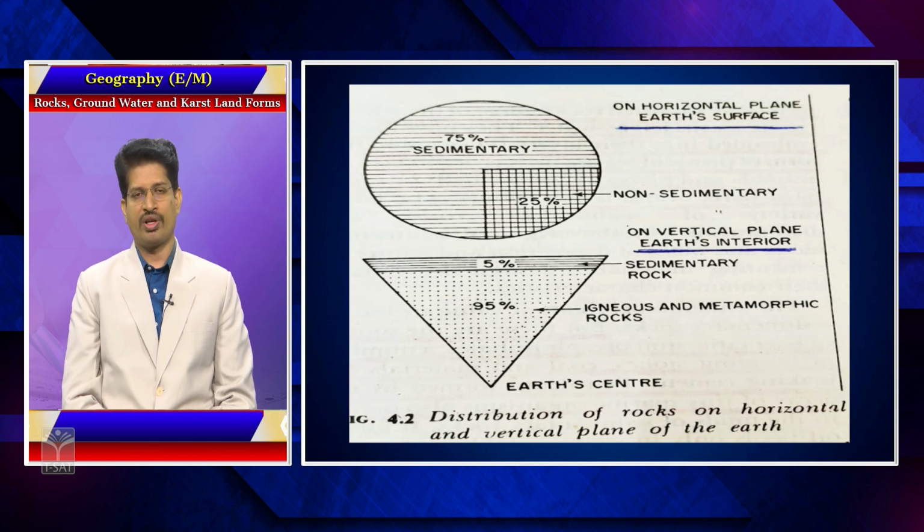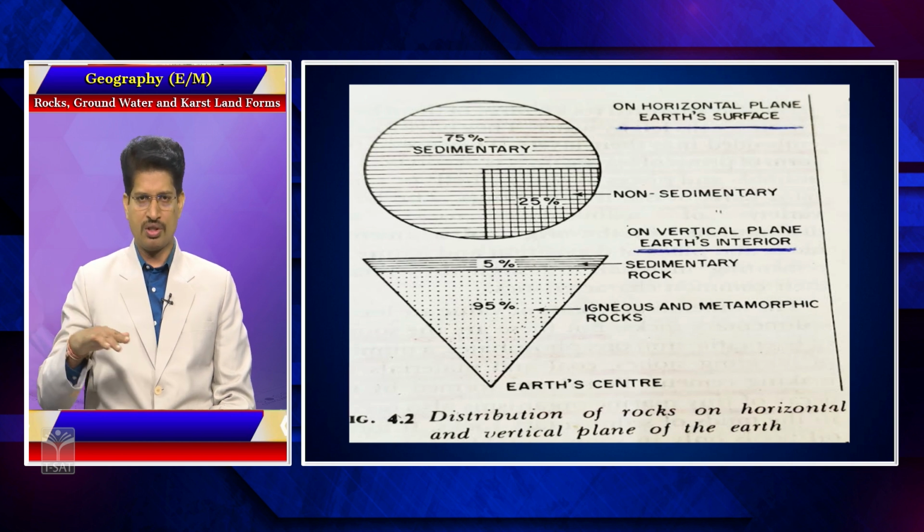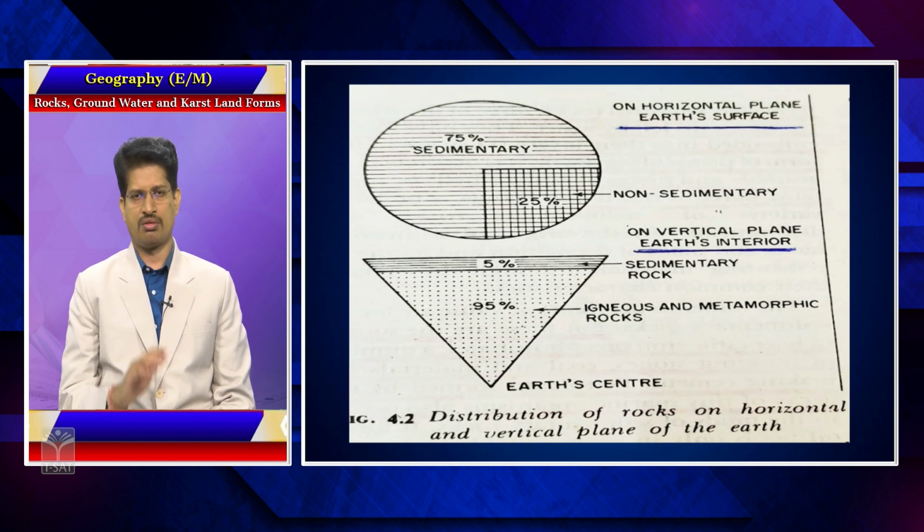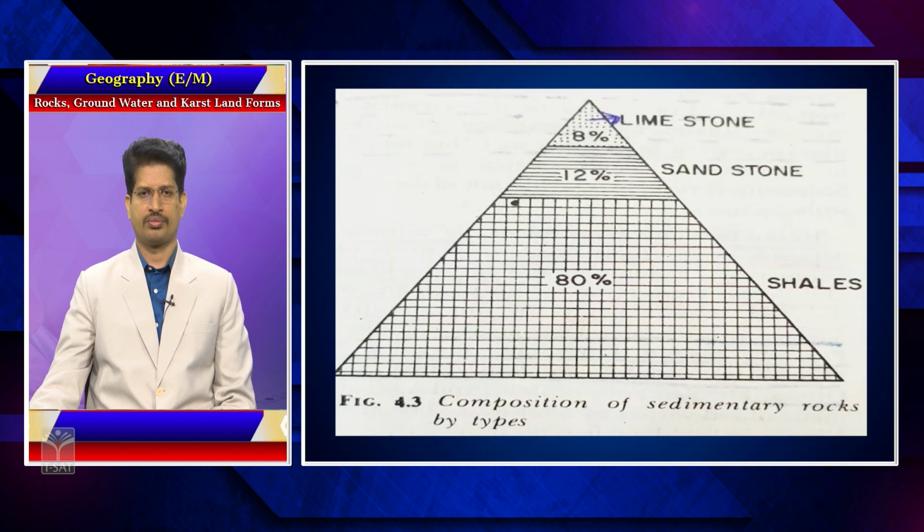Even a question can be framed on this basis, in terms of horizontal extent and vertical extent, the availability of these 3 different types of rocks. You need to keep this in mind. Out of the sedimentary rocks, the composition of these 3 is 8% limestone, 12% sandstone, and 80% shale.